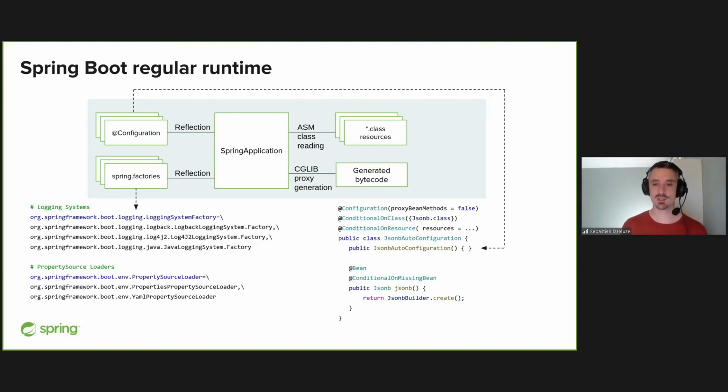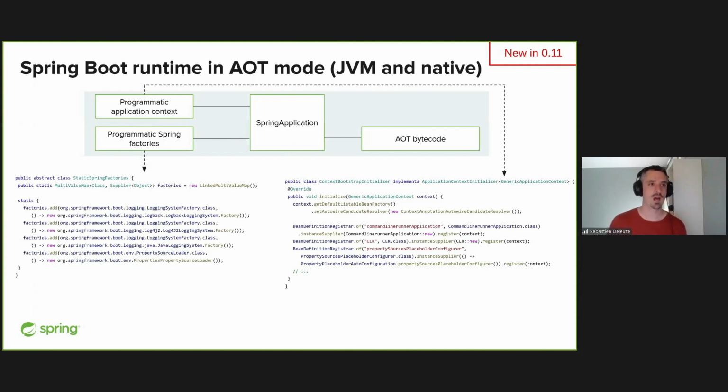Also, CGLIB is used to generate proxies when required, like I showed previously. Now, let's have a look at how that works when you are using the Spring AOT plugin. Here, your Spring application is going to use directly the programmatic Spring factories that you can see at the left.